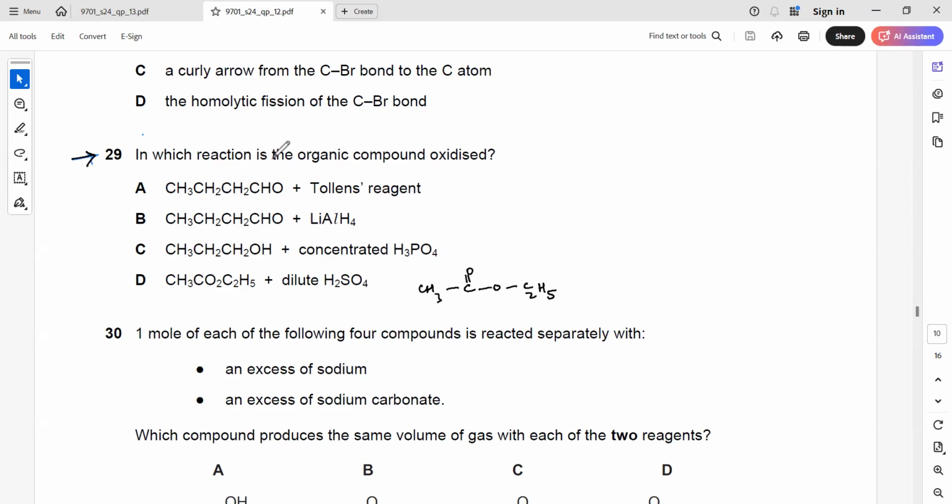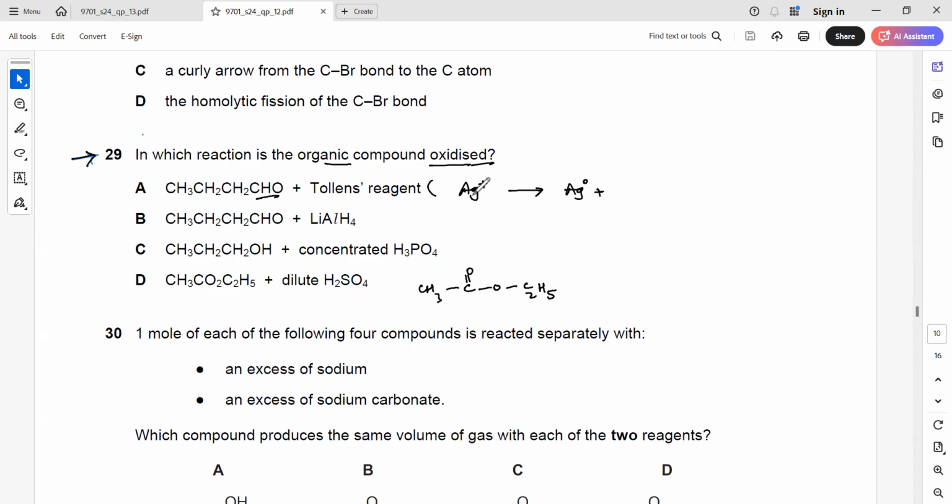In this question, they are asking in which reaction the organic compound is oxidized. In option A, they are saying Tollens' reagent. As we know, Tollens' reagent is ammoniacal silver nitrate. So silver ions are there in ammoniacal silver nitrate, which is known as Tollens' reagent. When they react with aldehydes, they give us a silver mirror.